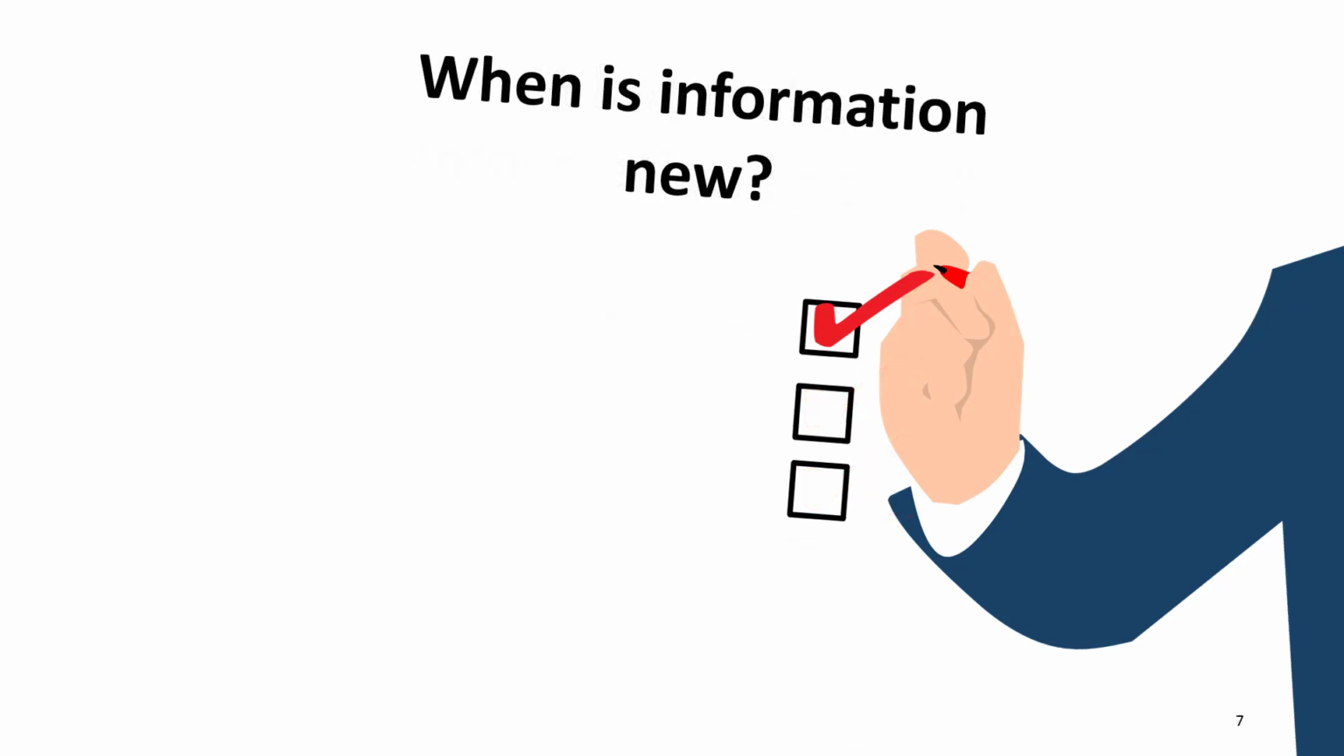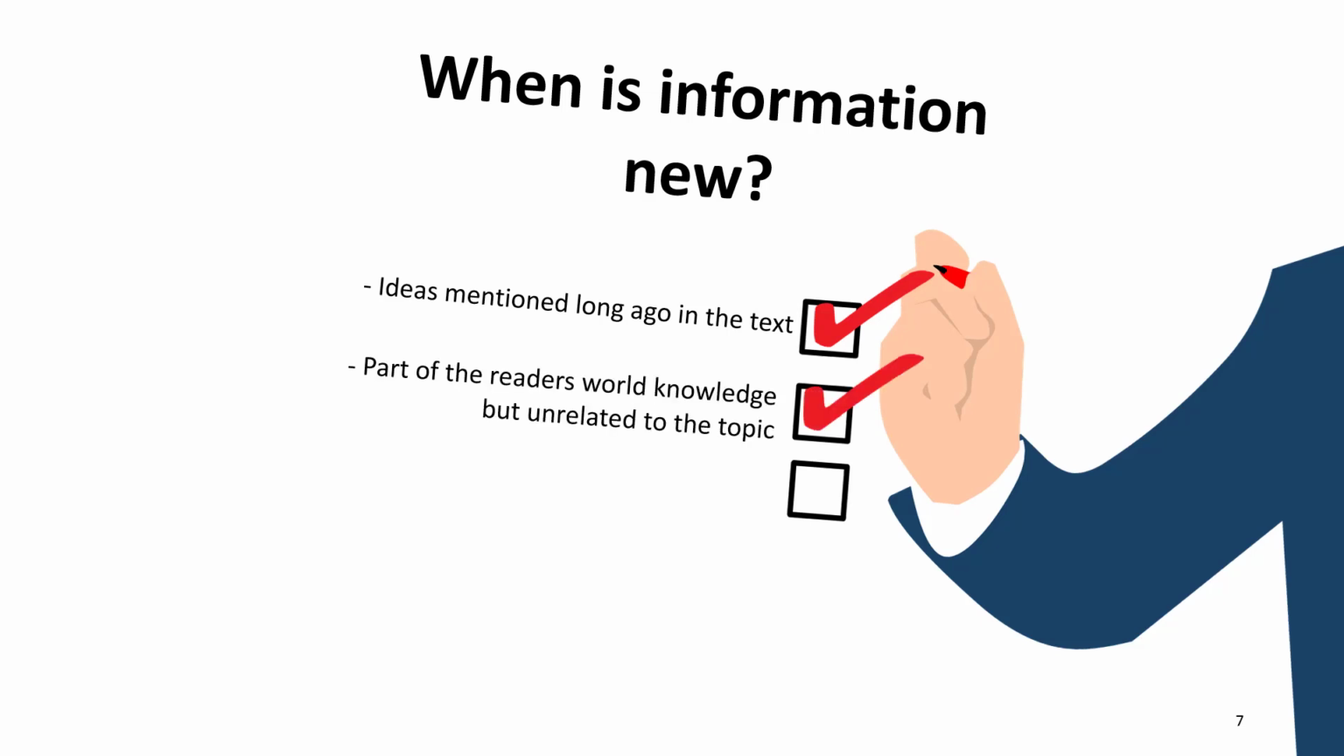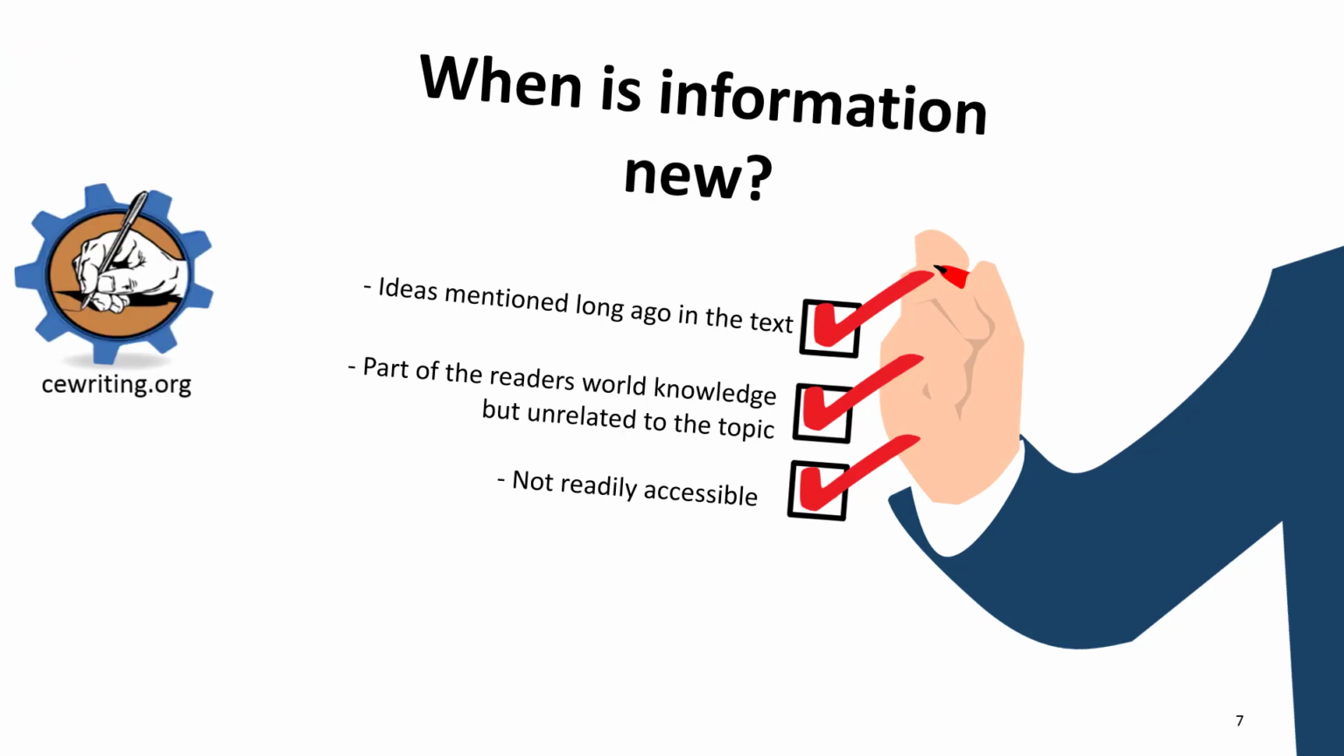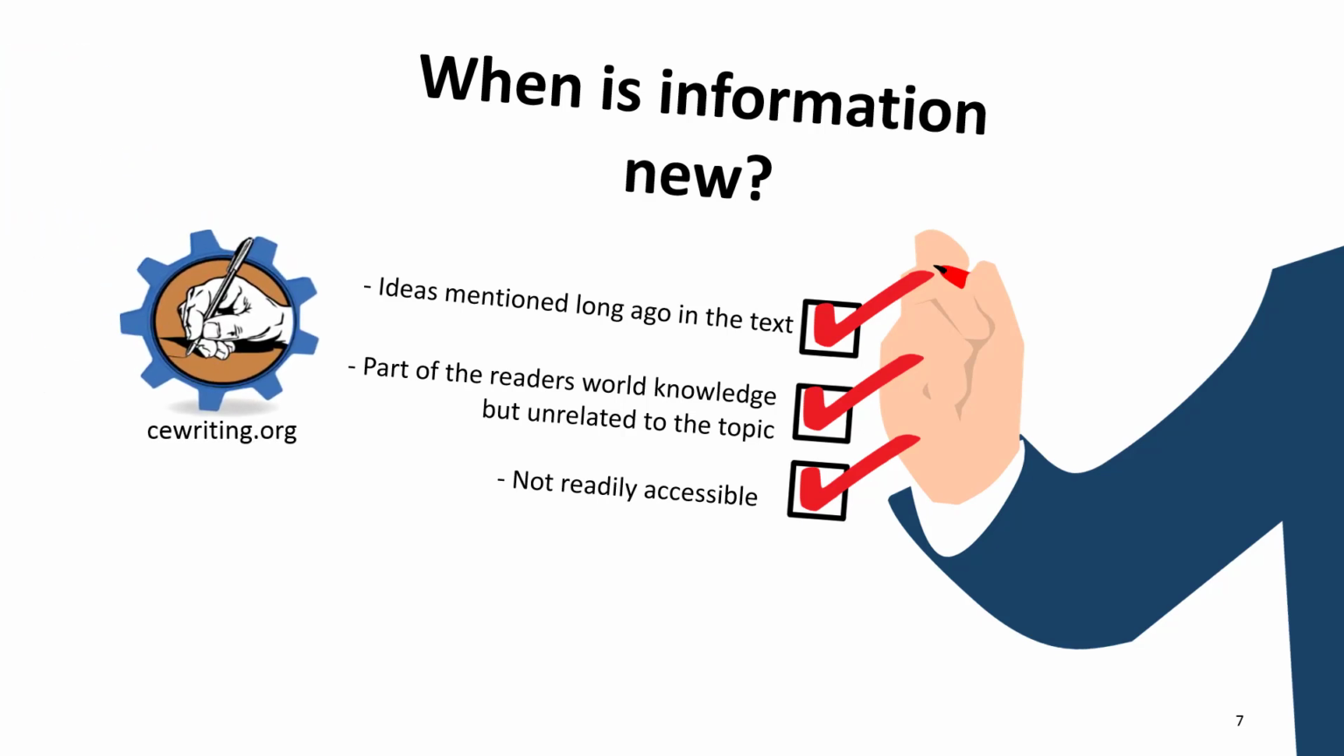An item of information is new if readers cannot immediately bring it to mind as they read. This includes ideas that were mentioned so long ago in the text that readers won't have them in mind, and ideas that are part of readers' world knowledge but are so unrelated to the topic that readers won't have them readily accessible. Jumping into new information where readers need known information is a sure way to confuse your readers. The written unit at cewriting.org will help you learn more about recognizing when information in a document is known or new.